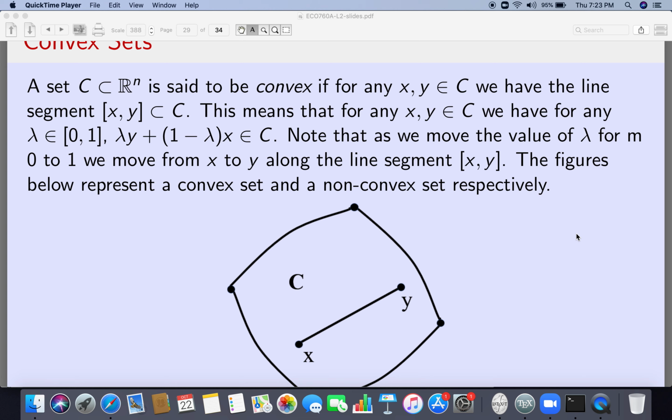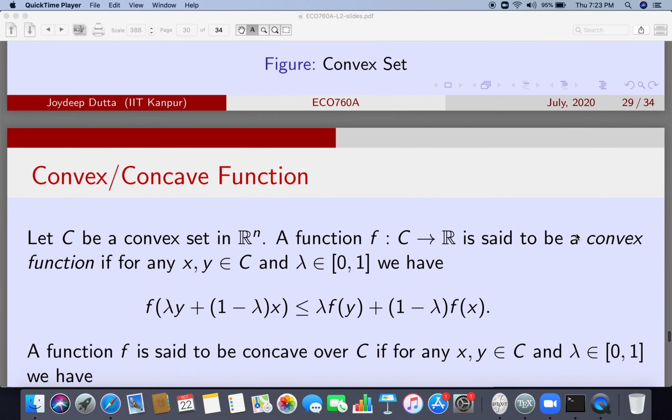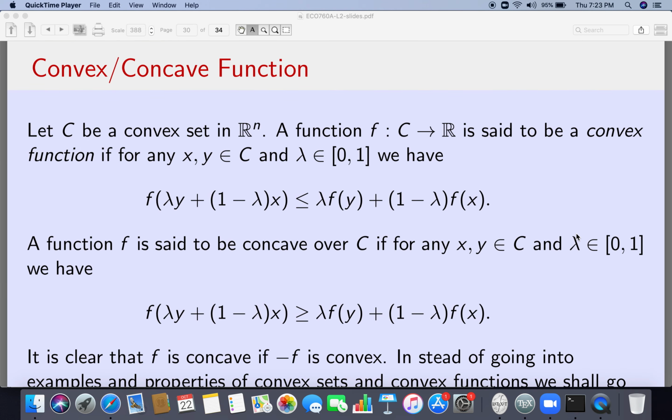But convex sets, by the way, are very important. As I told you, this would play a very important role as we go on. Related to the convex set are 2 types of functions, convex functions and concave functions. Convex functions are used for minimization, concave functions are important for maximization.